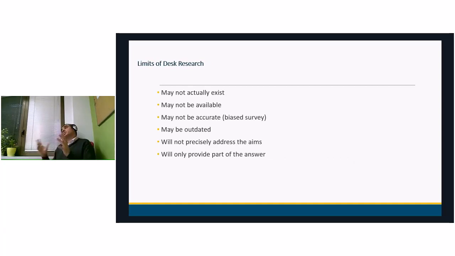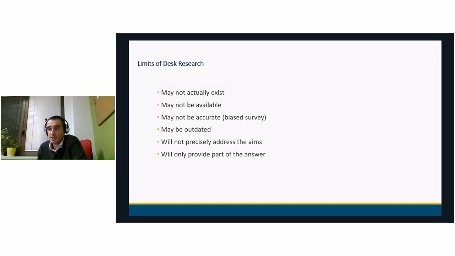As I said, apart from the benefits that we have, there are always limits of desk research that mean we cannot use it fully. And we will also talk about the limits today. One possible limit is that the research might not actually exist. There are persons who made research on the banking industry, but no one conducted research on mobile banking or electronic banking. So it may not actually exist, which is the largest problem for us as well, because in that case, it doesn't save time and money.